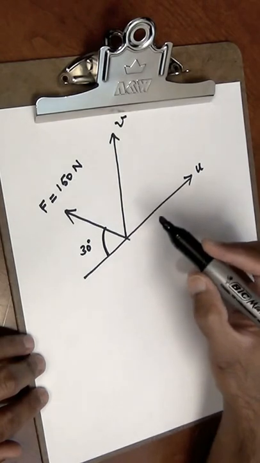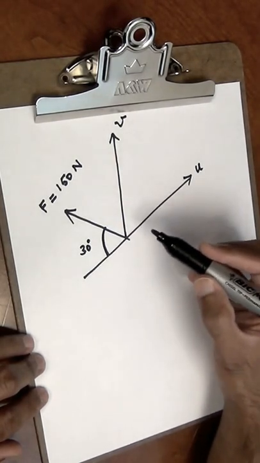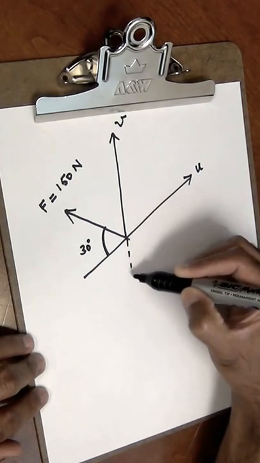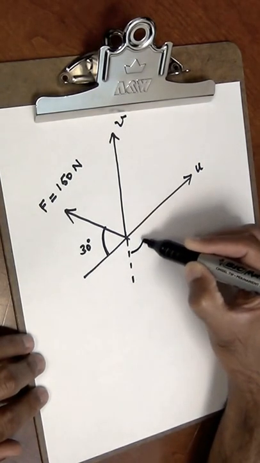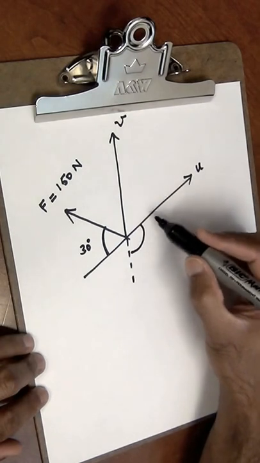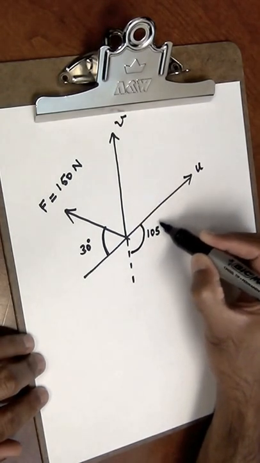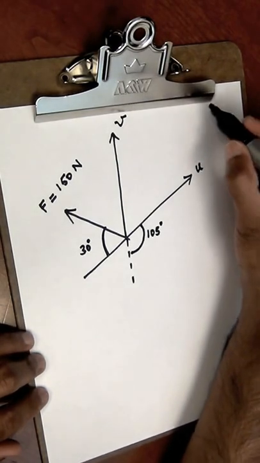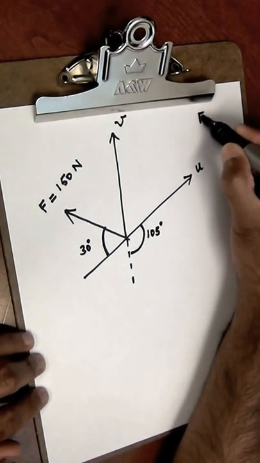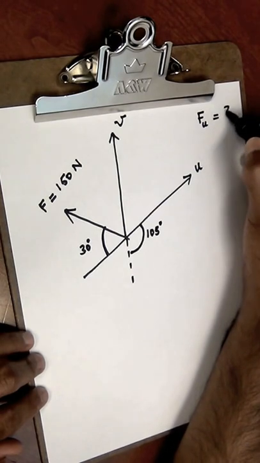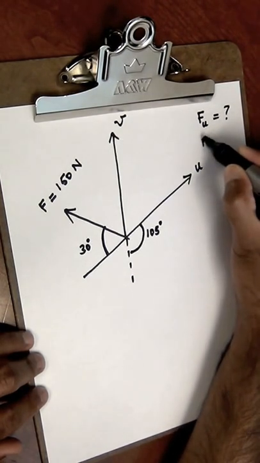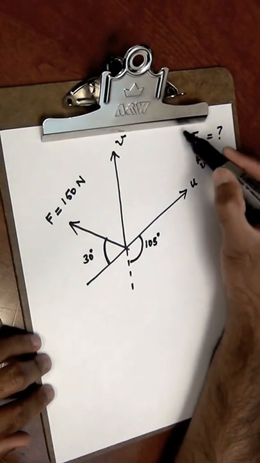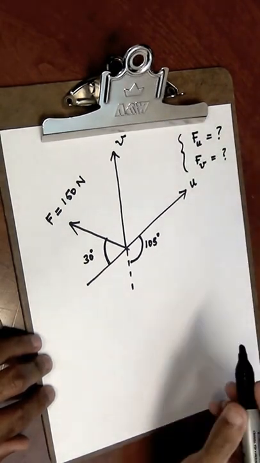Then I have one more angle given to me, the angle between u and a vertical line which I'm going to extend right here. So this entire angle is given to me as 105 degrees. And what do I need to find in this problem? I need to find F suffix u, and I need to find F suffix v. Right, so I need to find these two components.